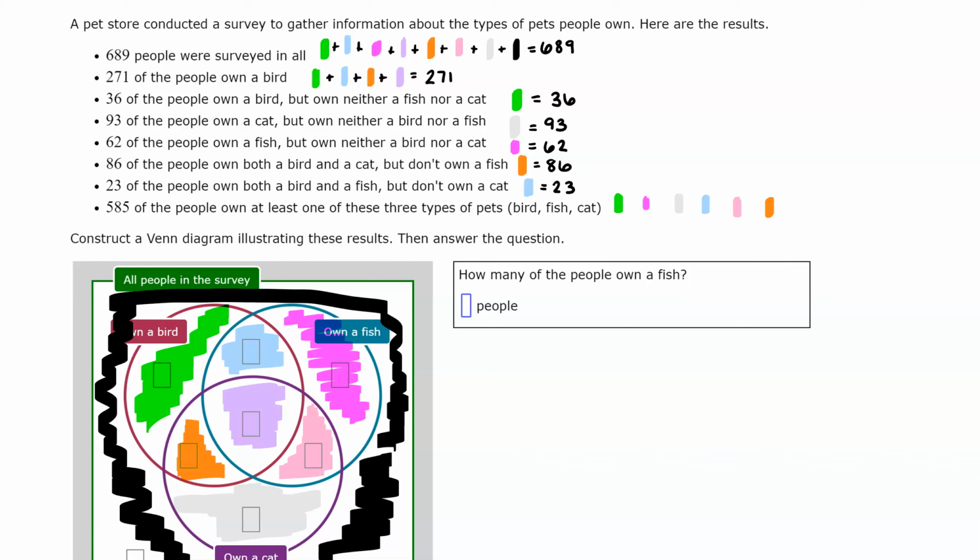And then, again, it says at least one. So that means they own one, or they own two, or they own three types. And the people who own three types are the purple people. So what I know is that if I add all of those together, it should equal 585. And now, normally, you only have one line of information that corresponds to one single room.